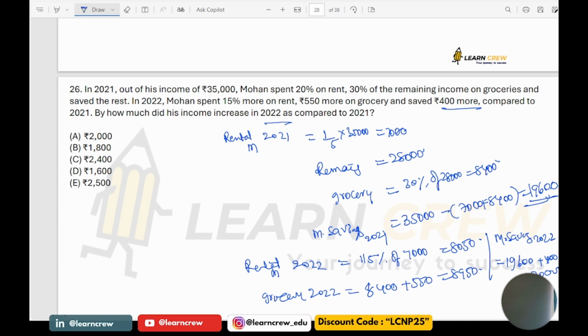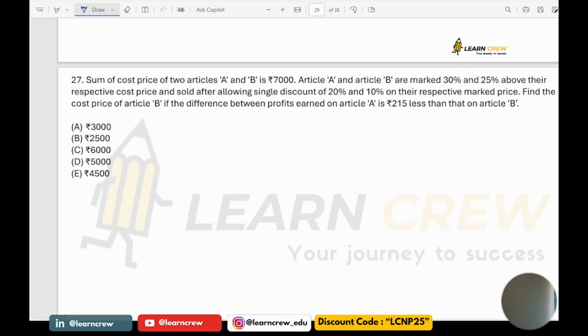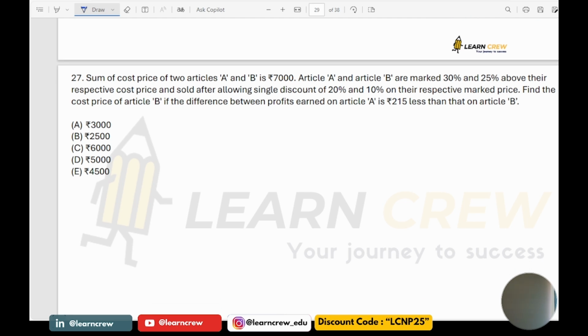So now what happened? Initially it was 35. Now how much? 8,050 one expenditure, 8,950 other expenditure, 20,000 saving. So 37,000 is the income. So 37, 35, the difference is 2,000. So the answer is 2,000.